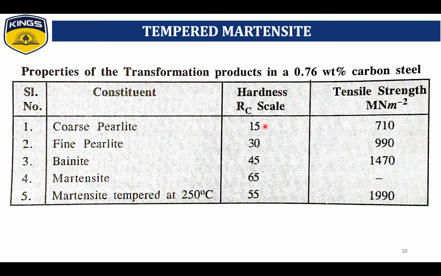For coarse pearlite, the hardness is 15 on the RC scale and the tensile strength is 710. For fine pearlite, RC is 30 and tensile strength is 990. For bainite, both upper and lower, RC is 45 and the tensile strength is 1470. Similarly, for martensite, the hardness is 65. While this martensite is tempered at 250 degrees Celsius, we get an RC of 55 and the maximum tensile strength of 1990. This clearly indicates that tempered martensite is the hardest or strongest material.